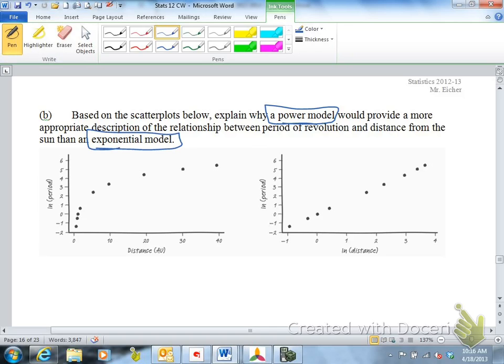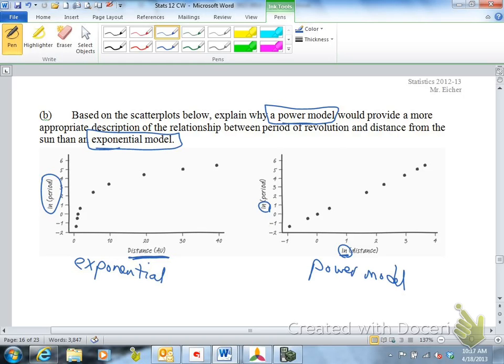So notice, again, it's really important to notice your units. This is distance, no ln on that one. But this one is the natural log of the period to orbit the sun. Compared to this one, which is ln and ln. If you have ln of both versus ln of one, anytime you have one natural log, this is the exponential model. And this is the power model.